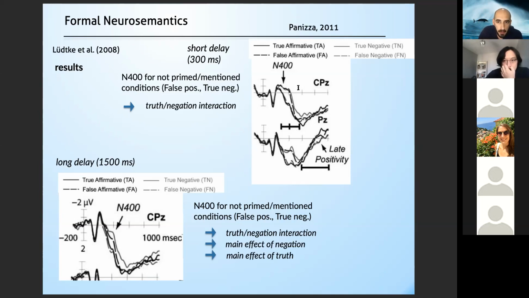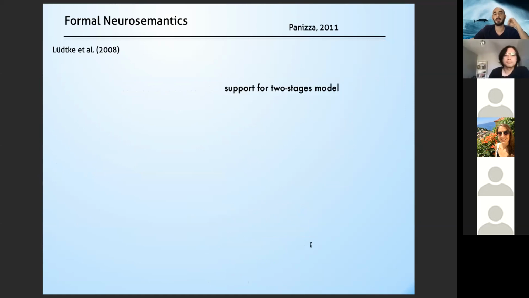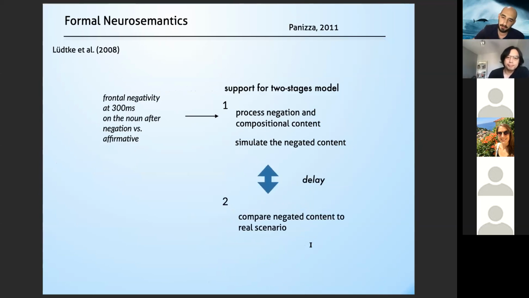So you see, here you don't have these two conditions patterned together, but you have this kind of degree of different N400. And specifically, if you run a statistical analysis, you get all these nice effects, okay? So at long delays, negation was integrated in the interpretation of the sentence. And they took this as support for the two-stage model. So the frontal negativity indexes some general processing of negation, that leads you to simulate the negated content. And then right after, you can compare the negated content to the real scenario.